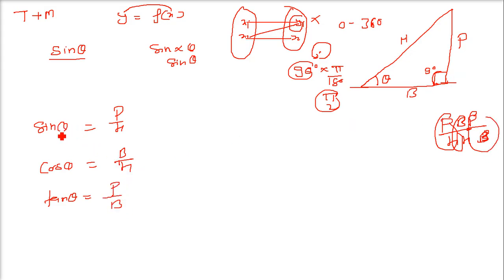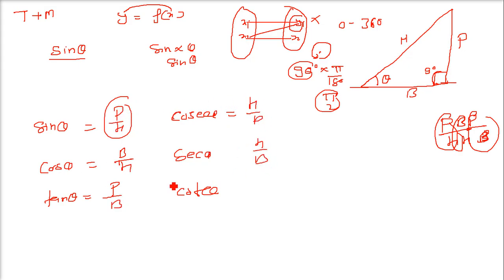Now along with sine, cos, tan, we have cosec theta, sec theta, and cot theta. These are also functions. So cosec theta is what? It is the inverted reciprocal of P by H, that is H by P. Here it will be H by B, and here it will be B by P. So if you multiply sine and cosec, you will get 1 because they are reciprocals. P by H into H by P is 1. So these are the basic trigonometric functions: sine, cos, tan, and cosec, sec, cot.